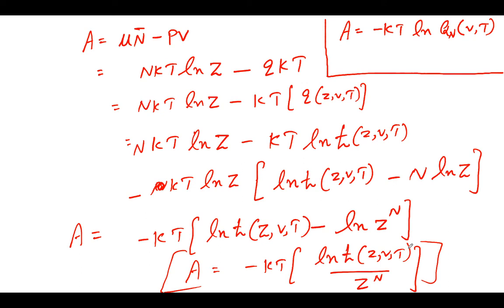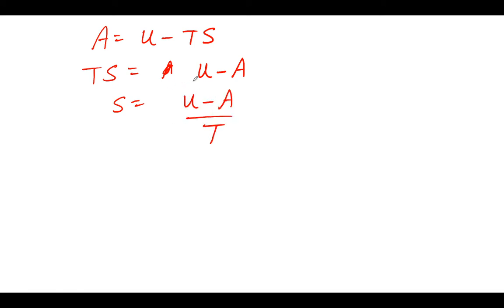Similarly, you can find the value of entropy from this Helmholtz free energy. So A, which we generally know as U minus TS, and from that you can find the value of entropy. So S comes out to be U minus A over T. U is the expectation value of energy per system, A is the Helmholtz free energy, and T is the temperature. You can write this equation as E bar over T, minus A. So putting the value of this average energy and the Helmholtz free energy in this equation, we can find the value of entropy.